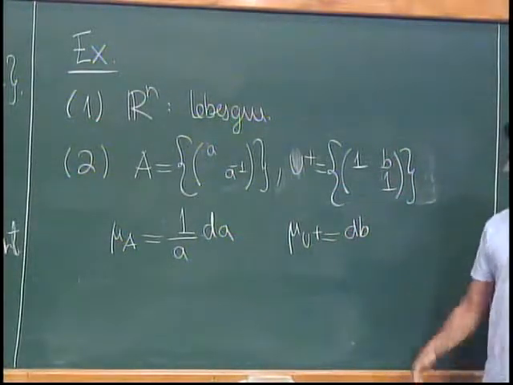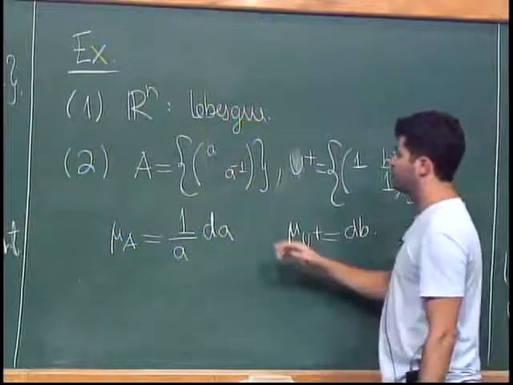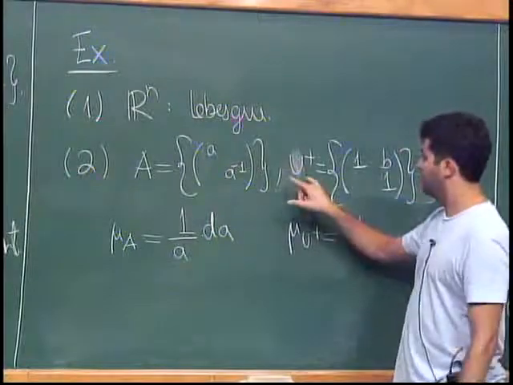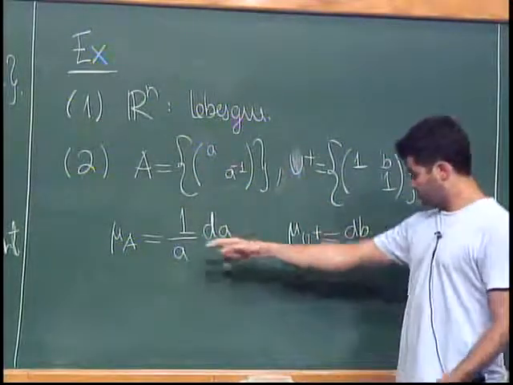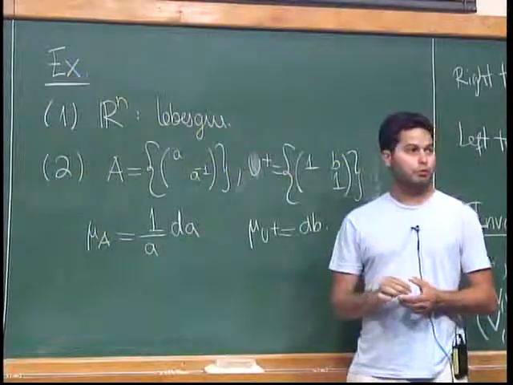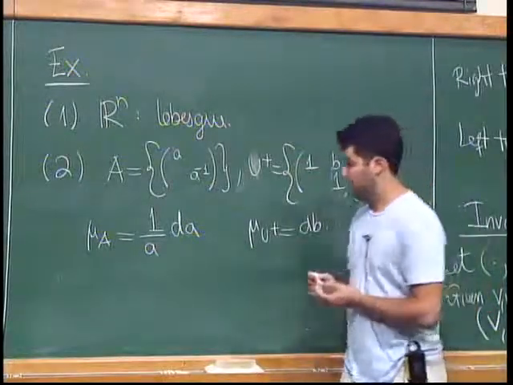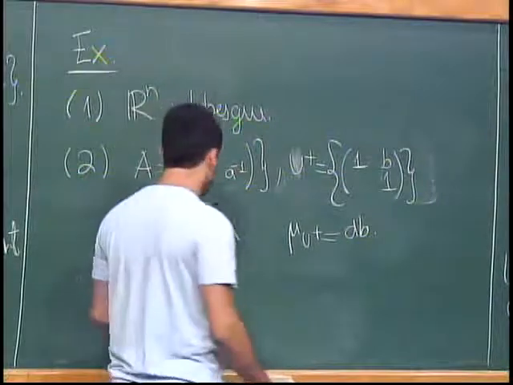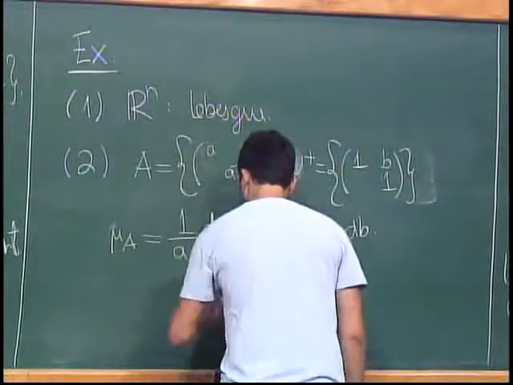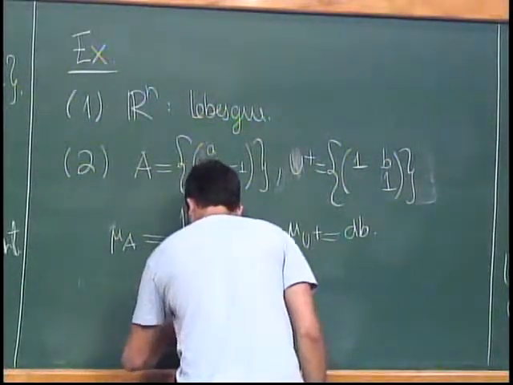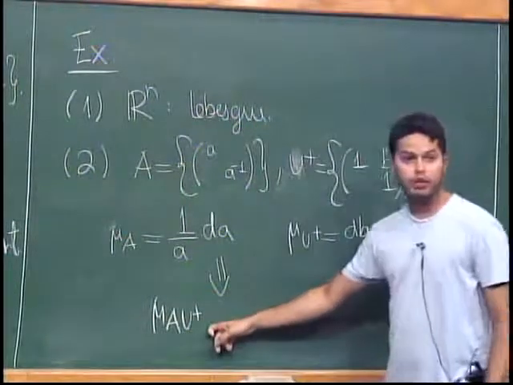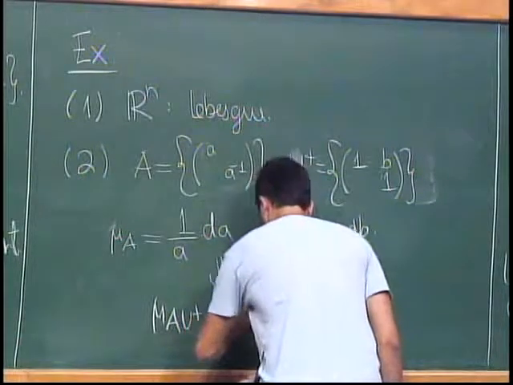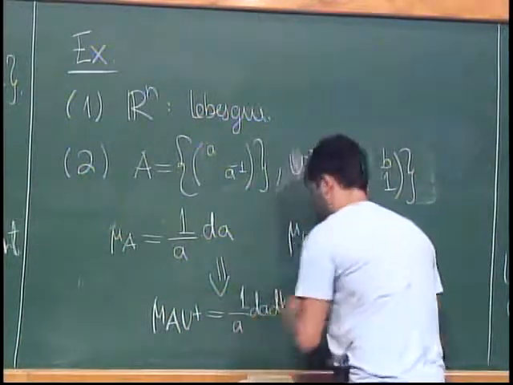Tomorrow we are going to see how to get Haar measures of products. If you have some structure of two subgroups, and you know the Haar measures of these two subgroups, you can consider the Haar measure of the product. In this case it is going to satisfy the conditions that I'm going to explain tomorrow, and the conclusion is that the Haar measure of the product group A, U plus, is going to be the product of the Haar measures. So it's going to be 1 over a, da, db.